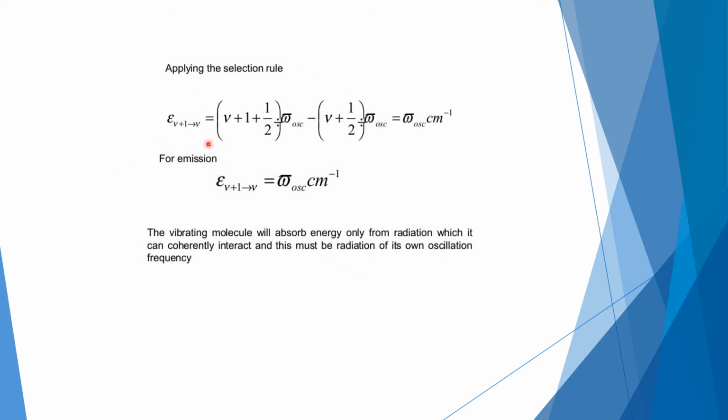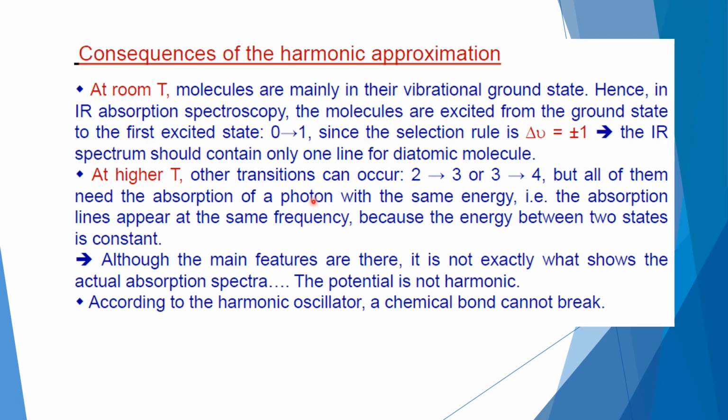So when we apply the selection rule, V plus 1ൽ നിന്ന് V യിലേക്ക് ട്രാൻസ്ഫർ ചെയ്യുമ്പോൾ ഏത് എനർജി ലെവലിലാണെങ്കിലും അതിന്റെ വാല്യൂ ഒമേഗ ബാർ ഓസിലേഷൻ സെന്റിമീറ്റർ ഇൻവേഴ്സ് ആണ്. So we will get only one peak for one molecule. So as a consequence, the room temperature molecules are mainly in the vibrational ground state. Hence in IR spectroscopy, the molecules are excited from the ground state to the first excited state. Since the selection rule is delta V is equal to plus or minus 1, the IR spectrum should contain only one line for a diatomic molecule.